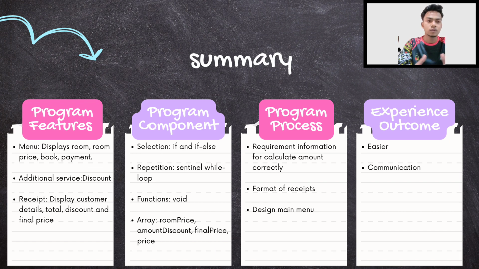The third one is our program process. It requires information to calculate the amount correctly. The second is the format of our receipt, and the last one is designing the main menu. Last but not least, experience outcome: our program makes things easier, and communication. So that's all.